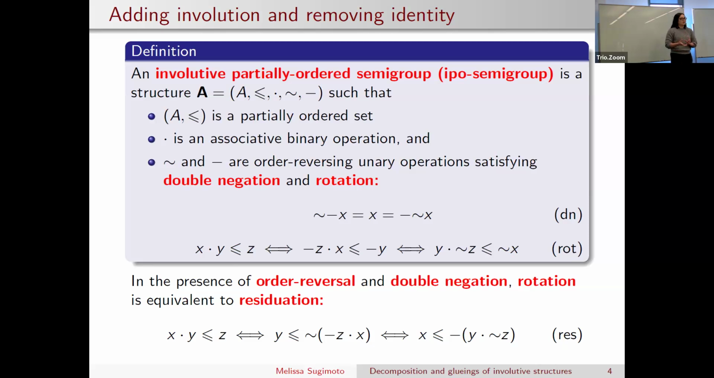And the cool thing about this, the reason this is related to the residuated things we were just talking about on the previous slides, is that in the presence of these order reversing unary operations and the property of double negation, this rotation property is exactly equivalent to this residuation property that I've written here below, which once again expresses equivalent conditions of x times y being less than z, but in terms of these unary operations.